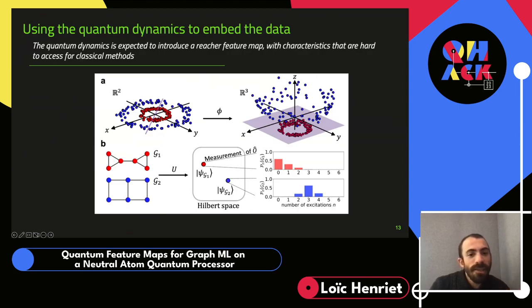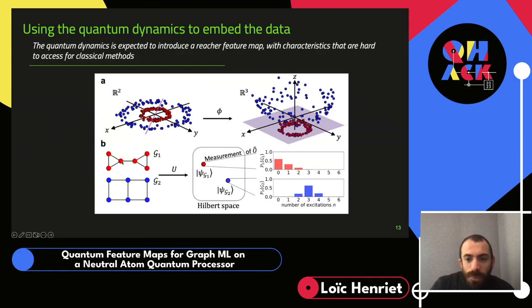And in order to separate the data, one maps it into a different space called the feature space, making it easier to work with. An example is shown here, where we illustrate how to easily solve this problem by embedding the data into 3D, and you can easily find a hyperplane to separate the blue dots from the red dots. So the idea of quantum graph machine learning with neutral atoms is very similar.